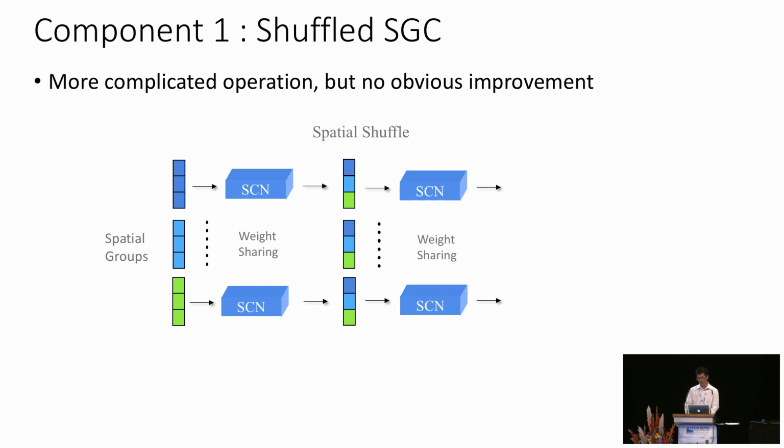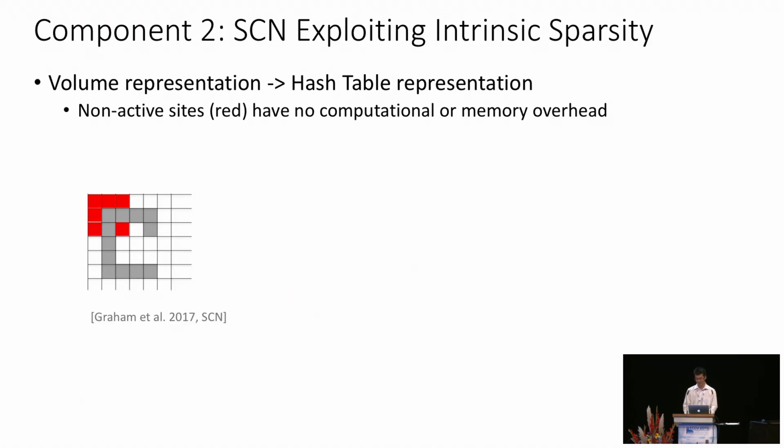We also exploit more complicated partition methods to help information flow among different groups, such as shuffled SGC, which is inspired by ShuffleNet. We shuffle the features across spatial dimensions, but no obvious improvement is observed in our case. So here, we mainly report the results of these two previous methods.